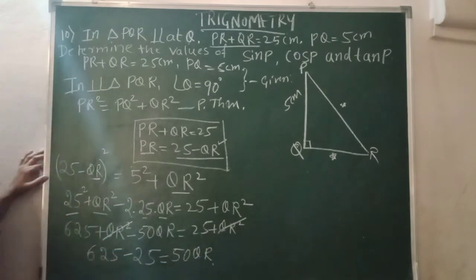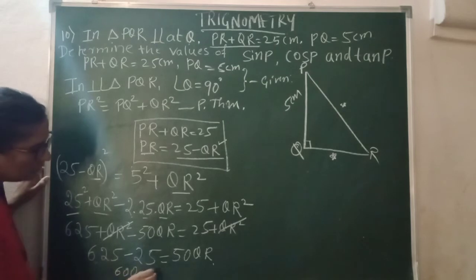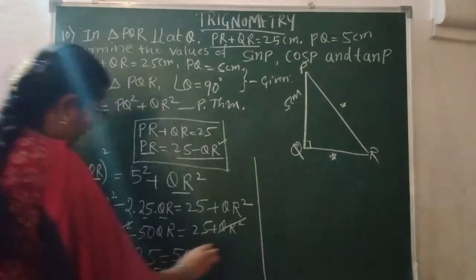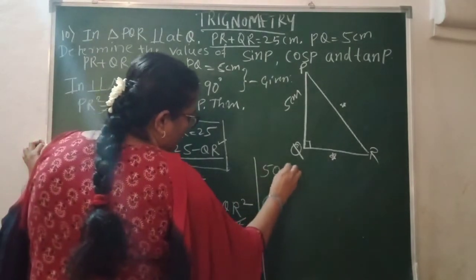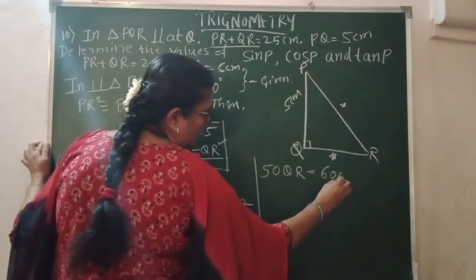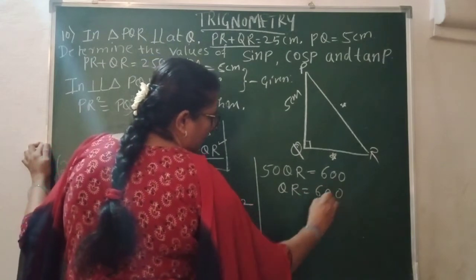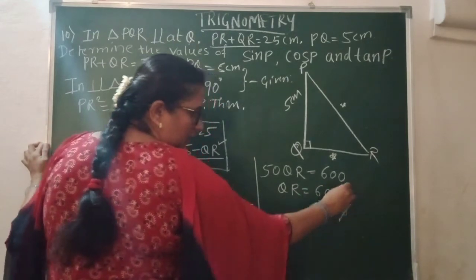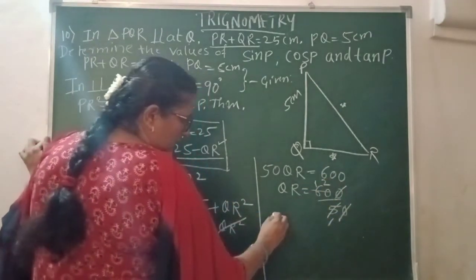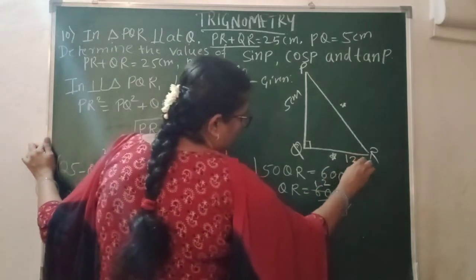See how interesting this problem is. 625 minus 25 is 600, which is equal to 50 QR. So 50 QR is equal to 600, and QR is equal to 600 divided by 50. The 0 and the 0 go. 5 ones are 5, 5 twelves are 60. So QR is equal to 12. That means here we have got this side as 12.